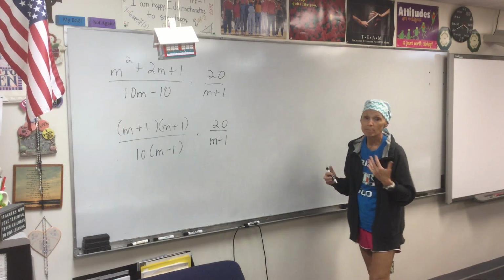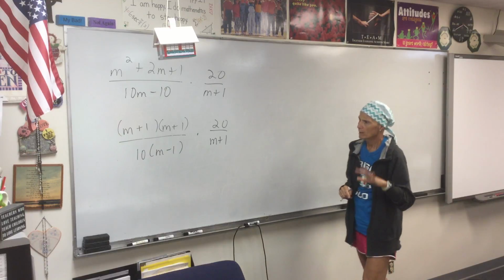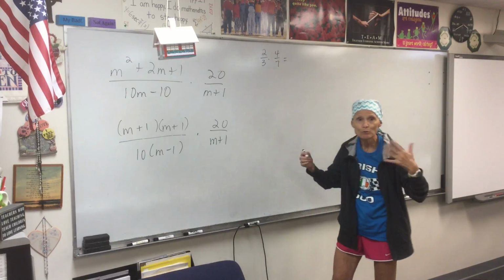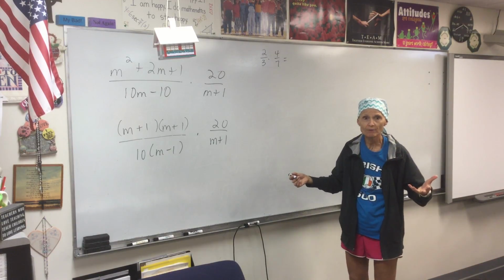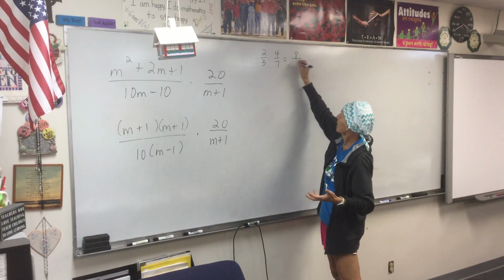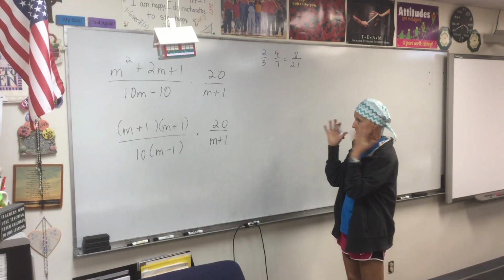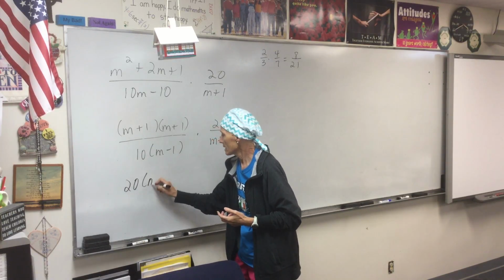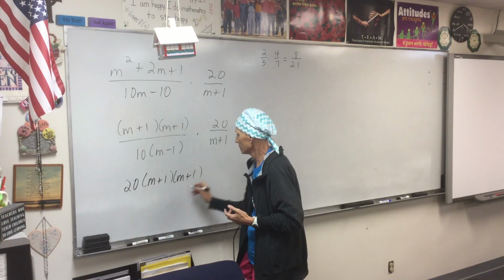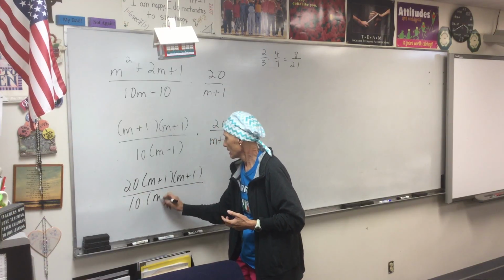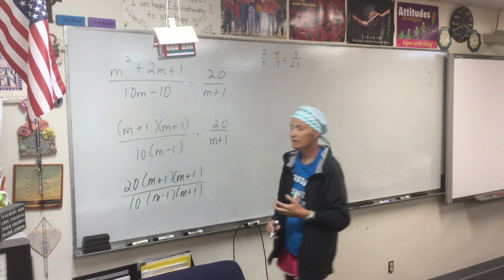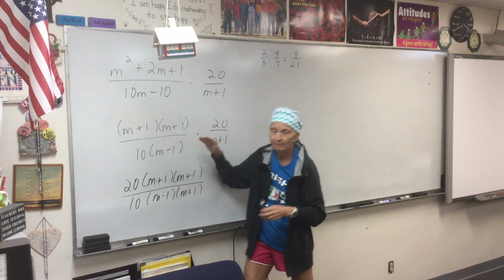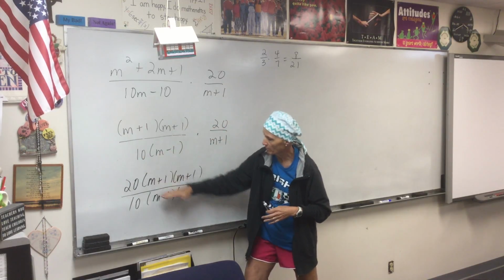Now, how do we multiply fractions? Well, think about 2/3 times 4/7. How do you multiply those two fractions together? You multiply the top times the top and the bottom times the bottom. That's exactly what we're going to do here. So I'm going to multiply 20 times m plus 1, m plus 1, over 10 times m minus 1, m plus 1. I simply multiply everything on the top times everything on the top and everything on the bottom.